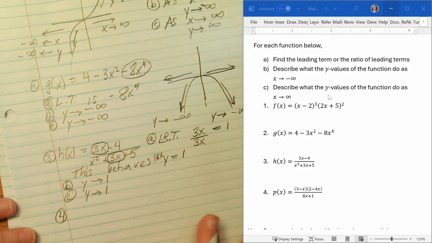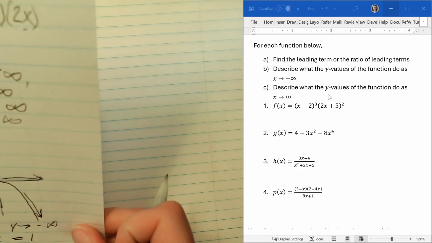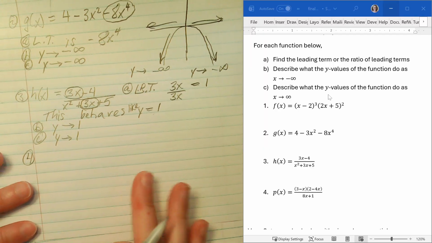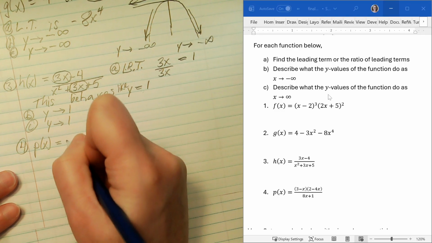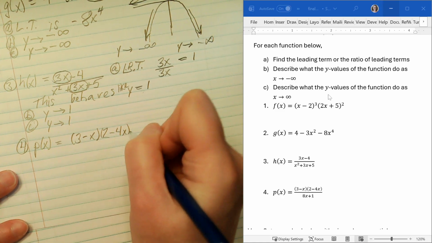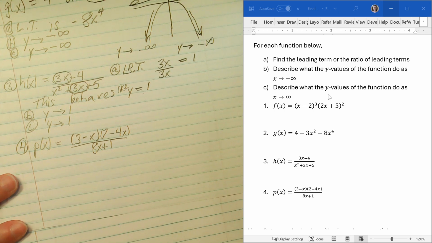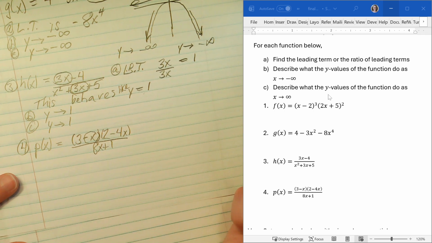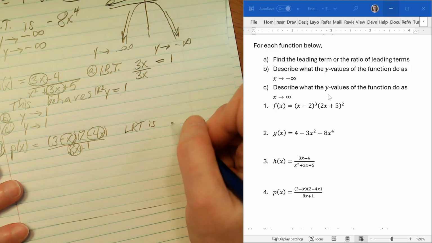Okay, for number 4 here, I've got a bunch of cords preventing me from sliding this paper up. Okay, so for number 4, we have p of x, and now we have a factored top and bottom in our rational function, but we know how to deal with that. So again, we're still taking leading terms out of each parenthesis, getting the sign or the coefficient with it, because that does make a difference. Then do this in the top and the bottom, and just keep those parts and simplify them together.